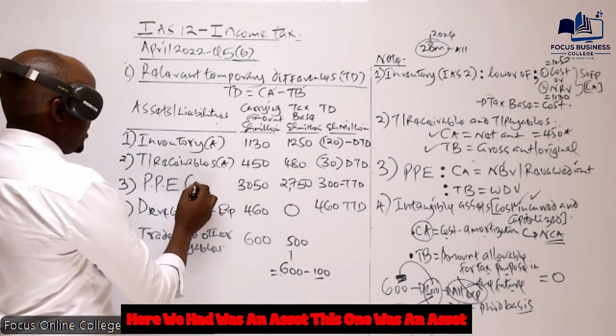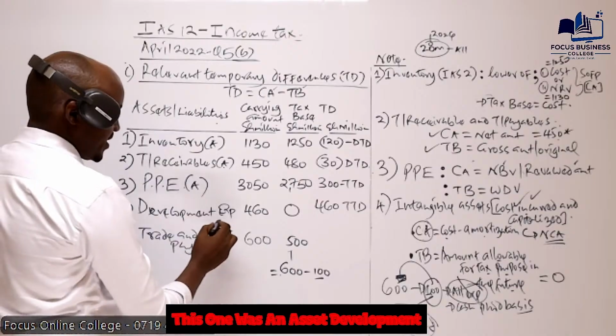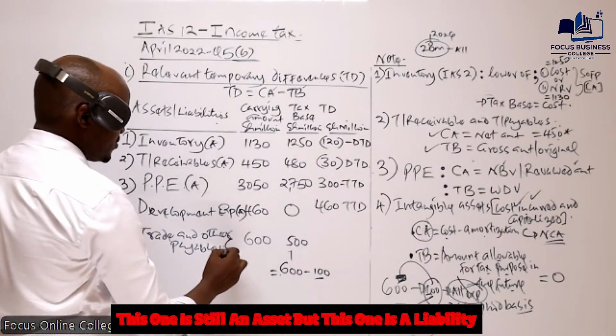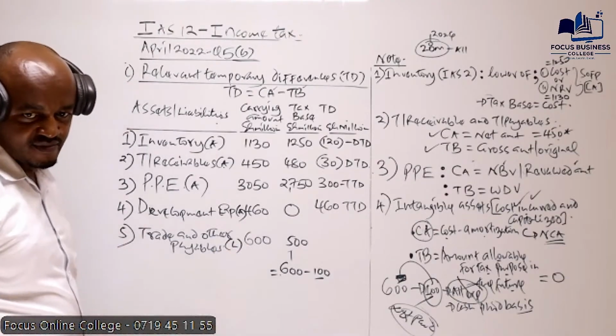This one was an asset. Development expenditure, which I've said is a form of an intangible asset. This one is still an asset, but this one is a liability.